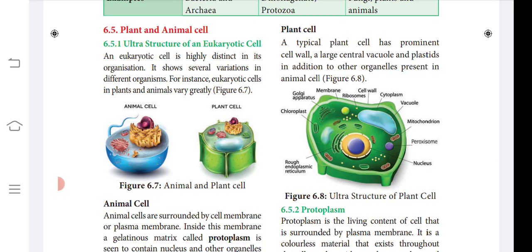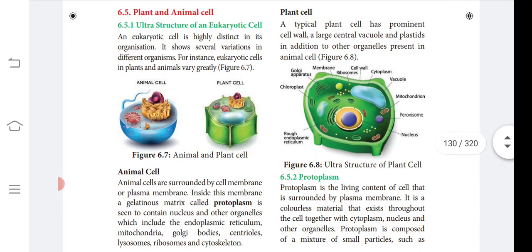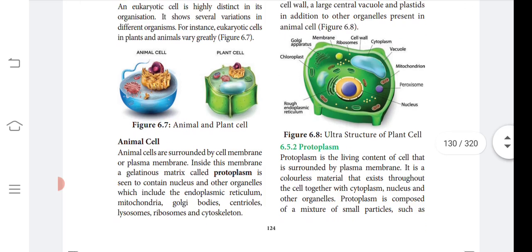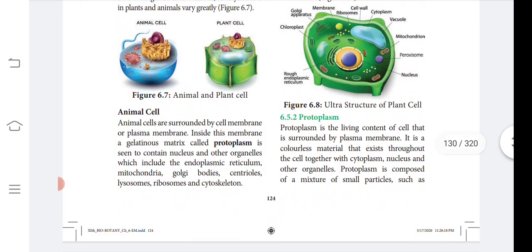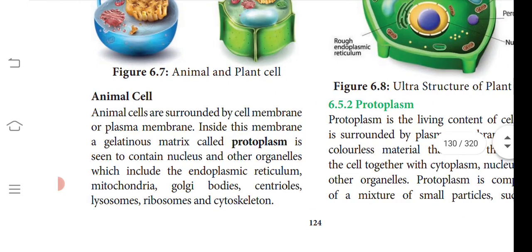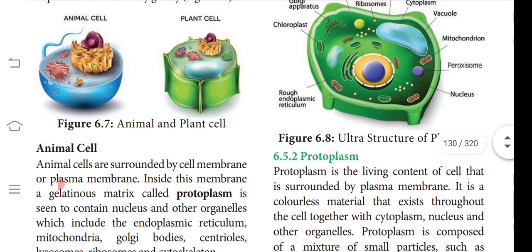Okay, so when you are coming to the structure of the plant cell and animal cell, ultrastructure, when you say, it is about the internal structure. So coming to this animal cell, they are bounded by the cell membrane, the plasma membrane. Cell membrane is otherwise called as the plasma membrane. Inside this membrane, gelatinous matrix called protoplasm is seen, and they contain the nucleus and cell organelles. Cell organelles are endoplasmic reticulum, mitochondria, Golgi body, centriole, lysosome, ribosome, and cytoskeleton.